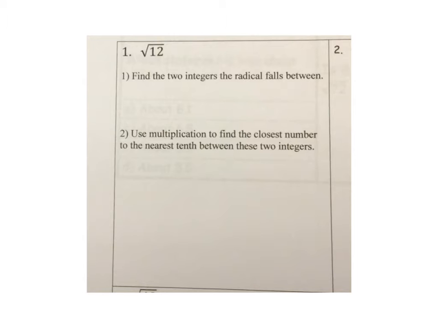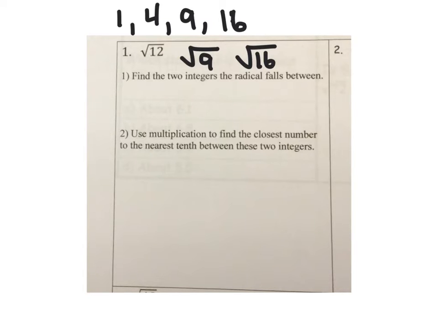So in order to begin, we're going to use what we learned yesterday, where we practiced finding the two integers that the radical falls between. So the square root of 12, in order to do that, we need to remember our perfect squares. To generate those, you just need to think 1 times 1 is 1, 2 times 2 is 4, 3 times 3 is 9, 4 times 4 is 16. And for this one, I can actually stop there because 12 falls between 9 and 16. So I know that the square root of 12 falls between the square root of 9 and the square root of 16.